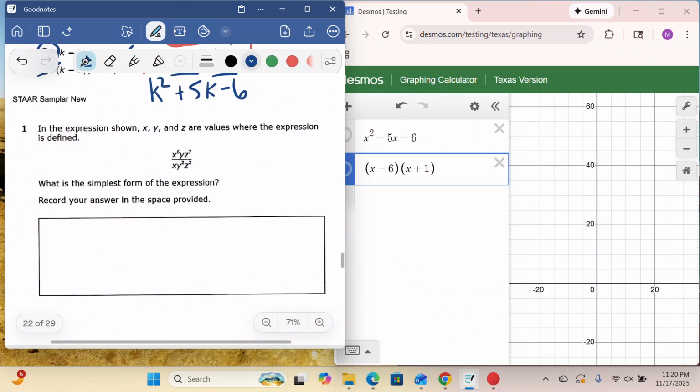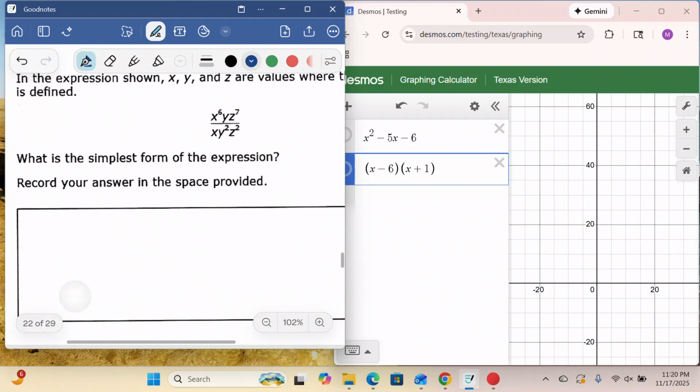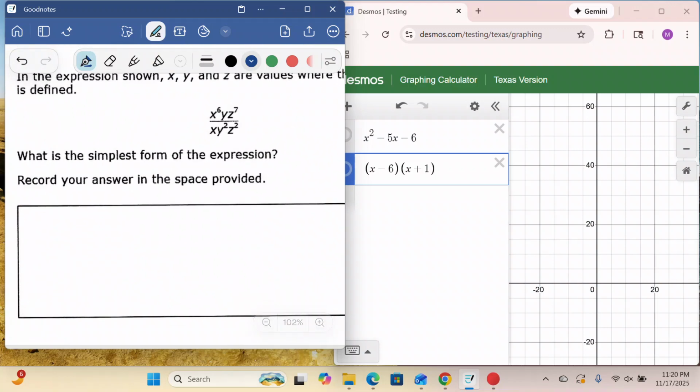So the next one that we're going to work on: what is the simplest form of this expression? I'm going to rewrite this expression in this blank space so you can see it. I'm not going to do anything to it. It's x to the 6th, y, z to the 7th, all divided by x, y to the 2nd, z to the 2nd. Now in red, you're going to see that I have an imaginary 1 there, and I have an imaginary 1 there.